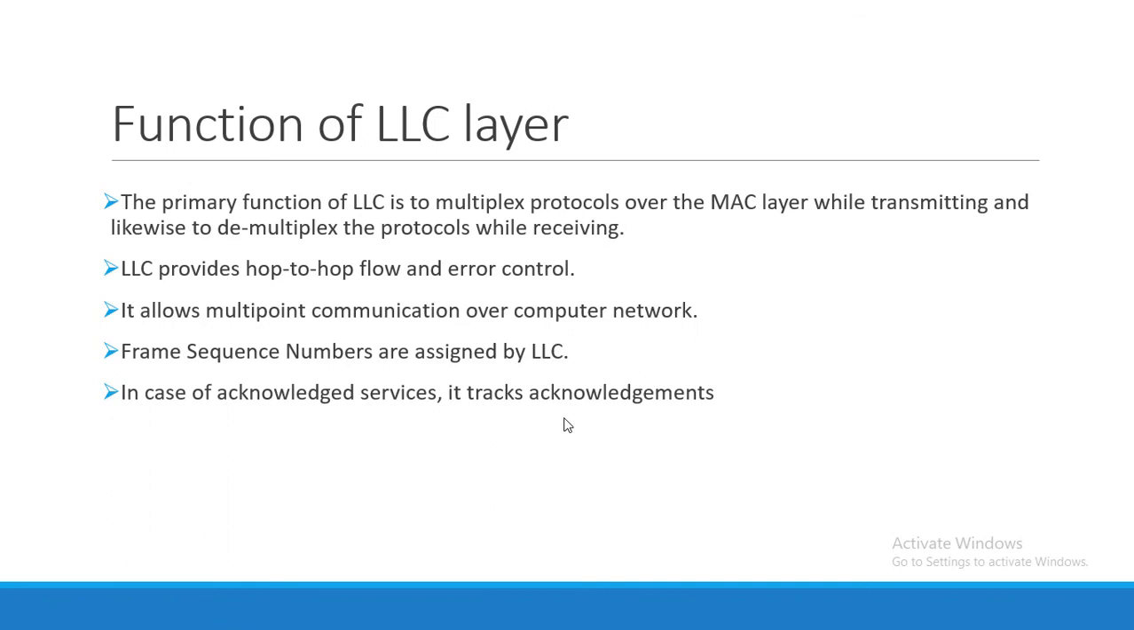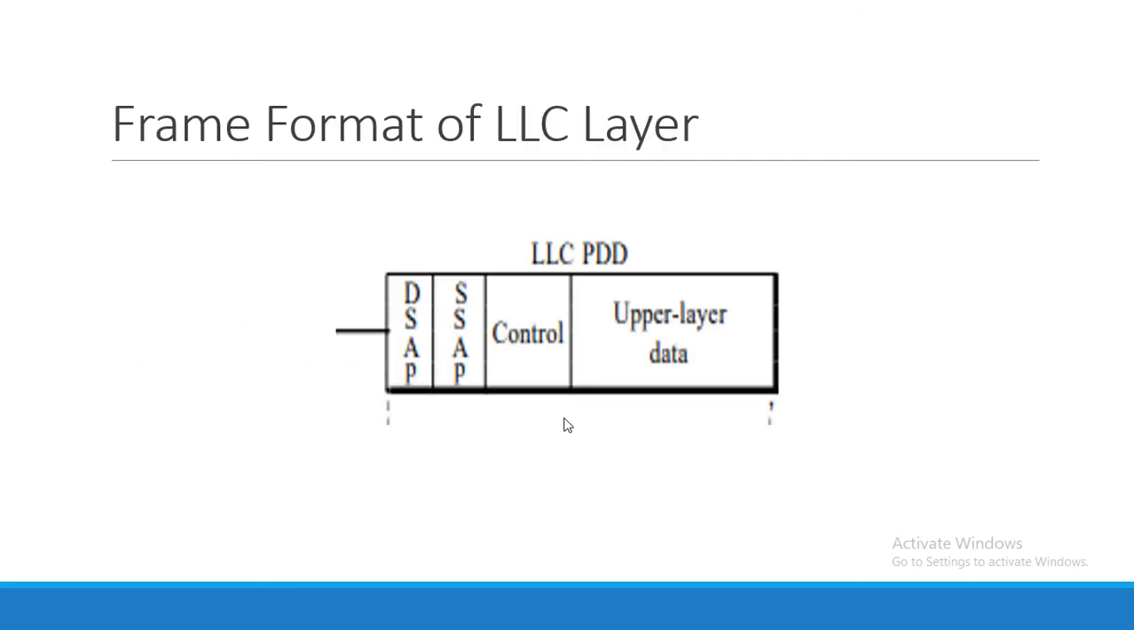Functions of the LLC layer. The LLC layer performs as an interface between the network layer and the MAC sublayer of the data link layer. The LLC sublayer is mainly used for its multiplexing property. This allows several protocols to operate simultaneously within a multi-point network over the same network medium. Now let's see the frame format of the LLC layer.